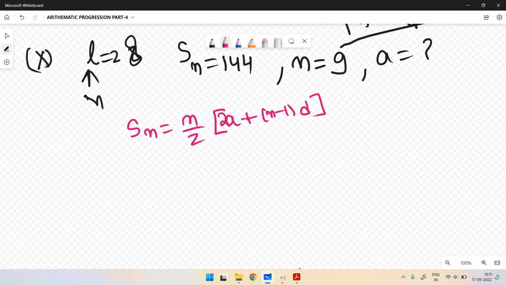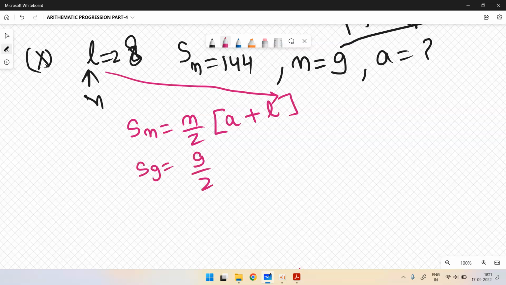But how will I be able to find this? Sorry, the nth term is given to me. This nth term is L. So n is given as 9, so this is 9 by 2. A is not given, so A I need to find. What is L? L is given to be 28, so this is equal to 144.